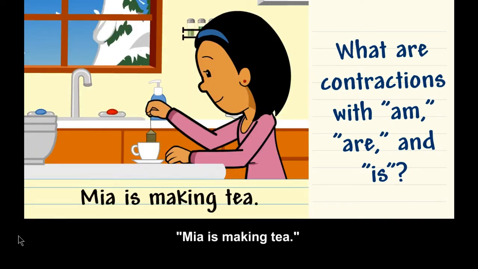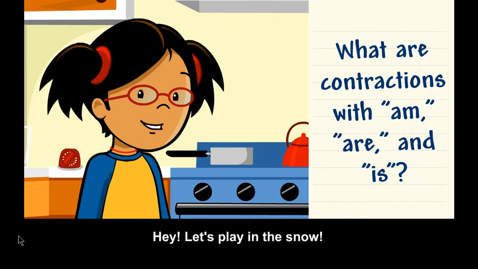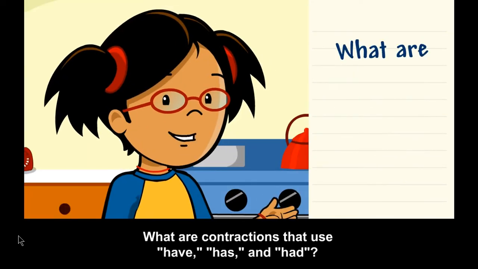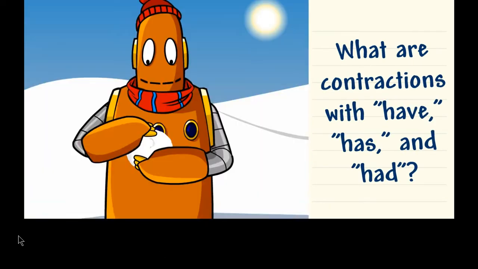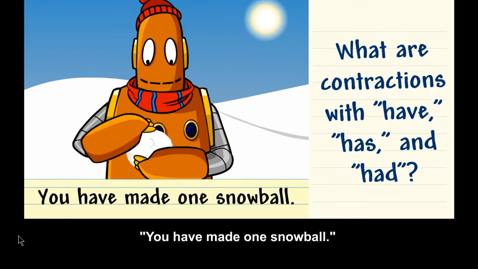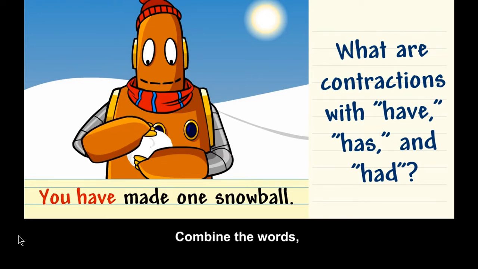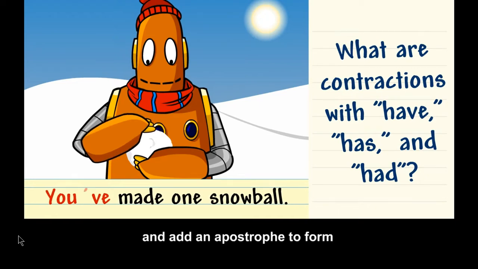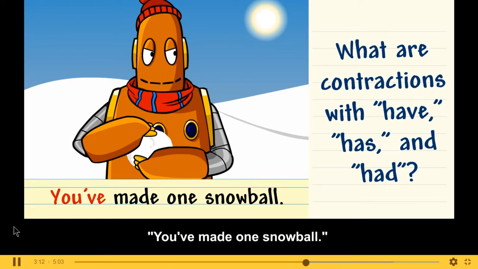Mia is making tea. This sentence can change to Mia's making tea. Hey, let's play in the snow. What are contractions that use have, has, and had? You have made one snowball. You can turn you have into a contraction. Combine the words, drop the letters HA, and add an apostrophe to form you've. You've made one snowball.